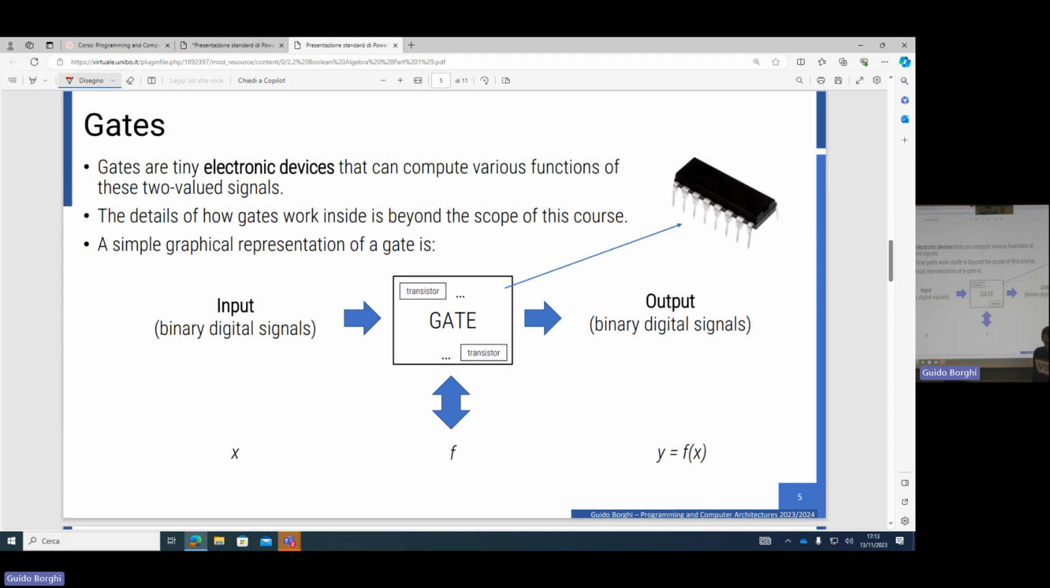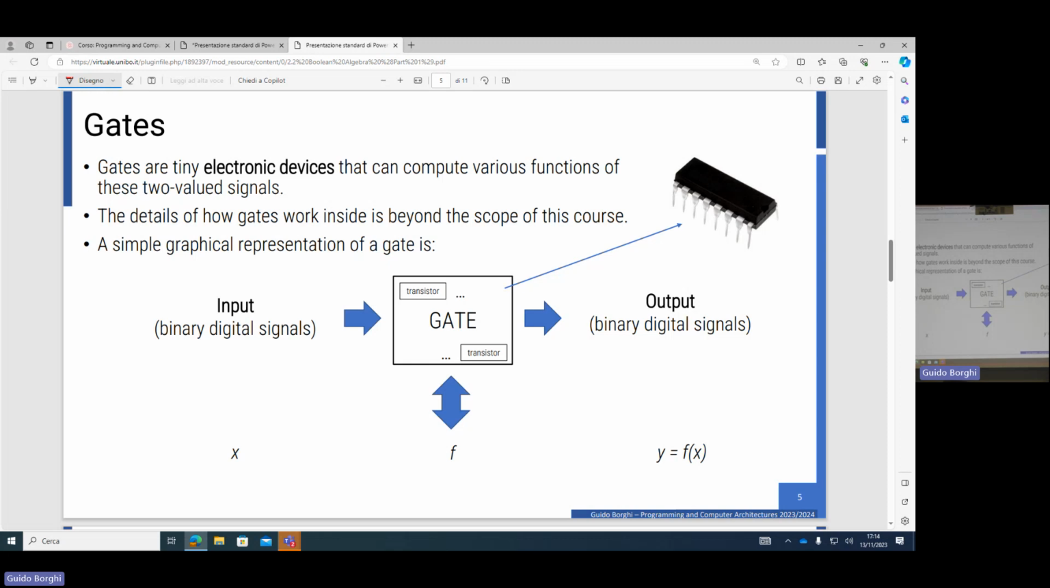So here you can see the definition of gates. Gates are tiny electronic devices that can compute functions in a binary way using only 2 values, 0 and 1. If you open an electronic device, maybe you have seen this component, and you have to know that inside this component there are our gates. So it's possible to see gates. Usually they are located inside this small plastic piece.